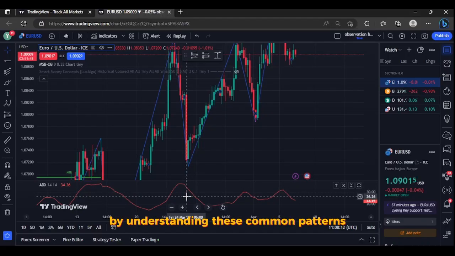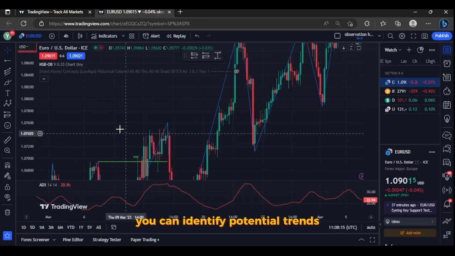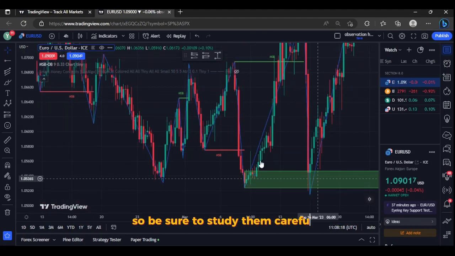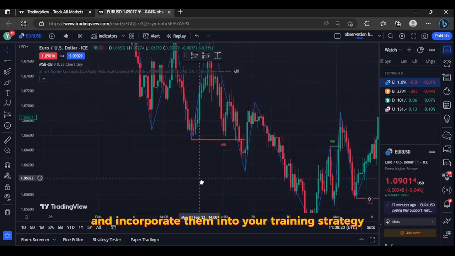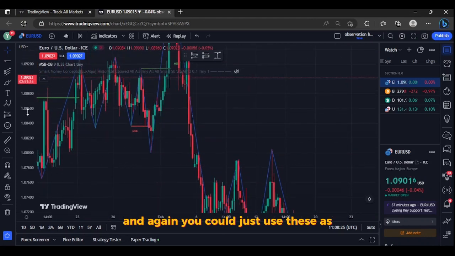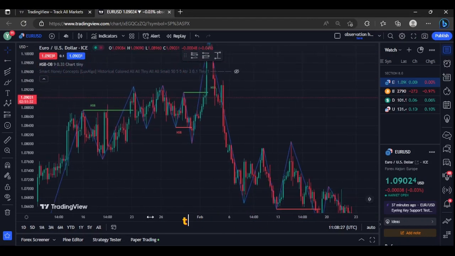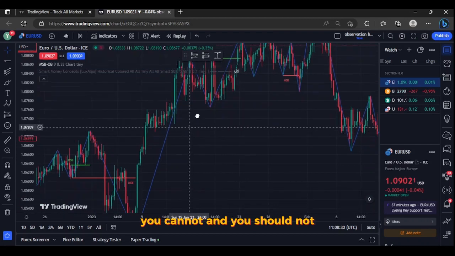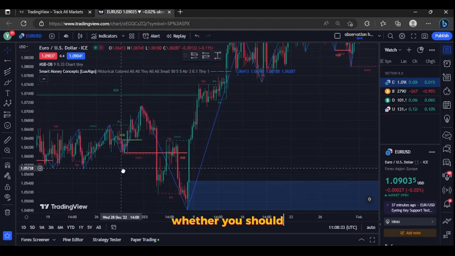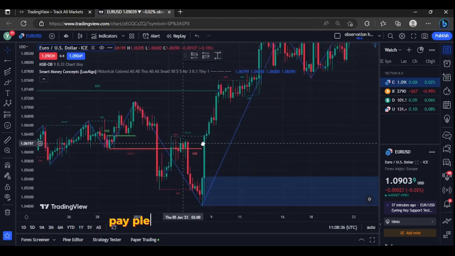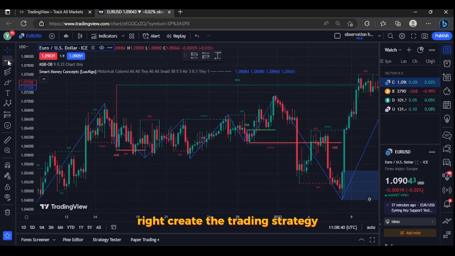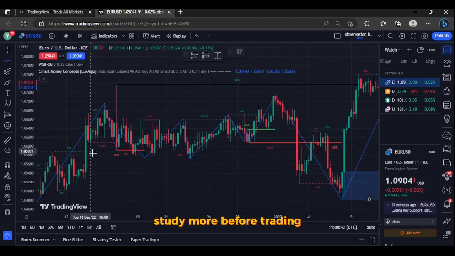By understanding these common patterns, you can identify potential trends, reversals, and trading opportunities in the forex market. So be sure to study them carefully and incorporate them into your trading strategy. And again, you could just use these as confirmations for whatever trading strategy you might be using. You cannot and you should not use these alone to determine whether you should buy or sell any currency pair. Please do not use these alone to trade, right? Create a trading strategy, study more before trading, okay?